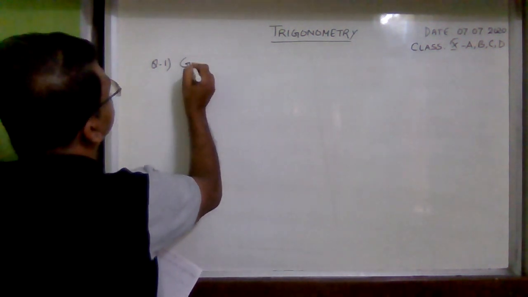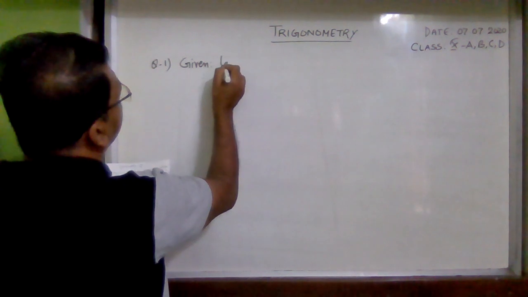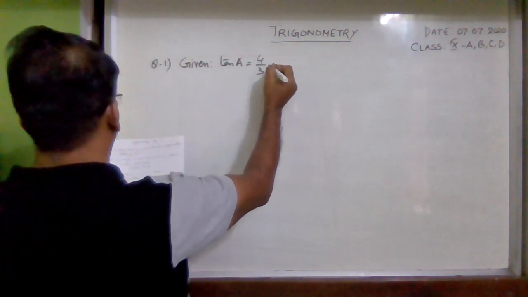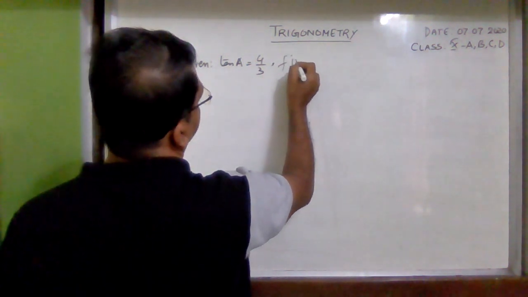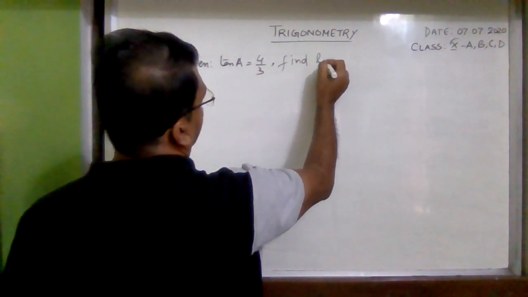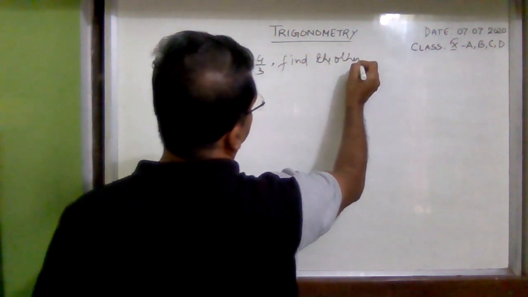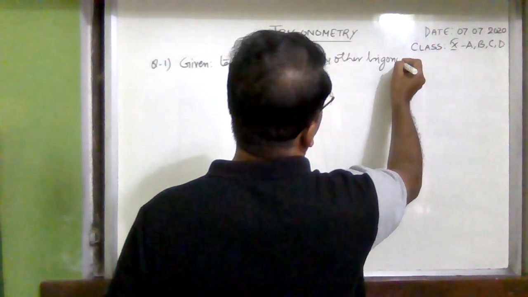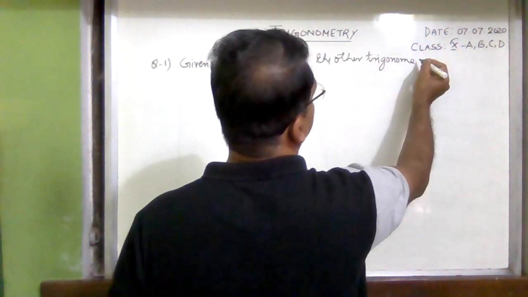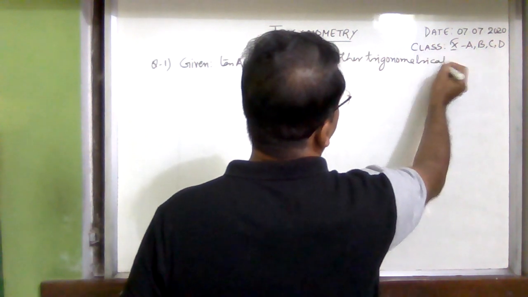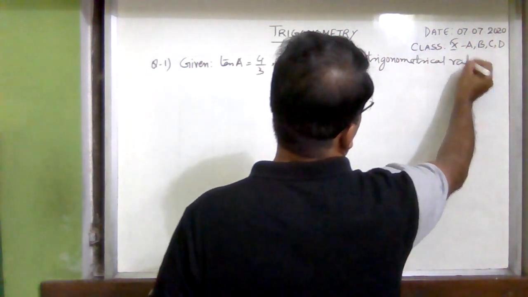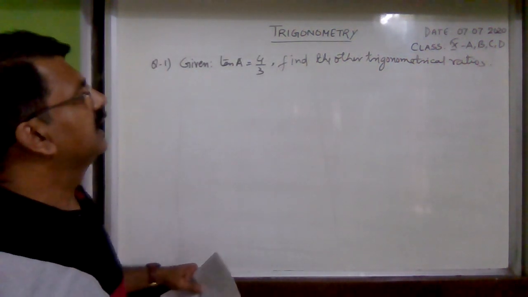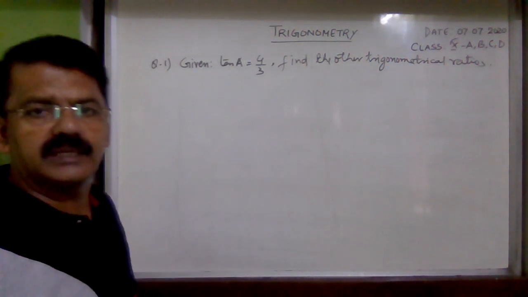Given tan A is equal to 4 by 3, find the other trigonometrical ratios. Okay, so they have given that tan A is 4 by 3, then you have to find the other trigonometrical ratios.